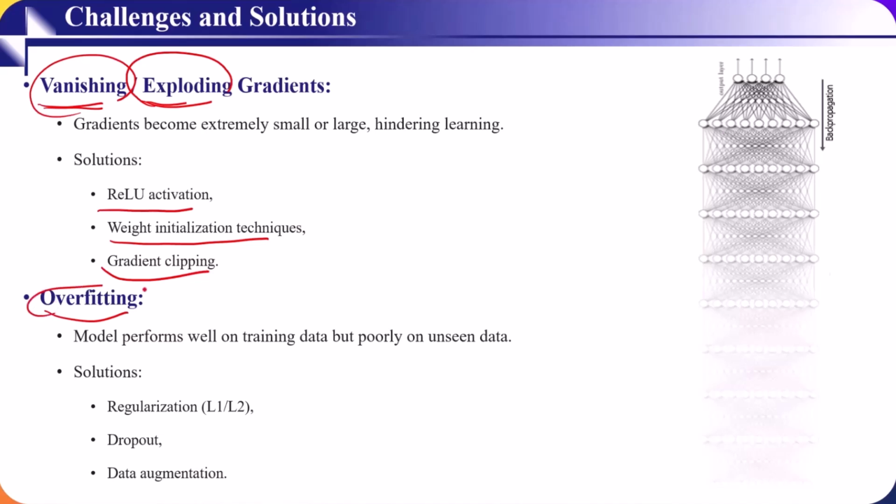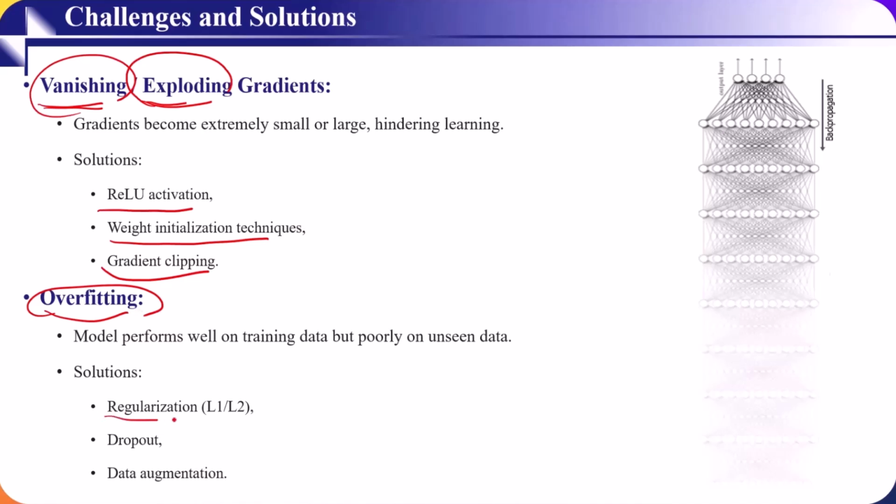The next problem is overfitting. Overfitting occurs when the model performs well on the training data, but it fails to generalize on new, or you can say unseen data or testing data. This means the model has essentially memorized the training data, including noise, rather than learning generalizable patterns. Why does this happen? Because of complex models, or because we have insufficient training data.